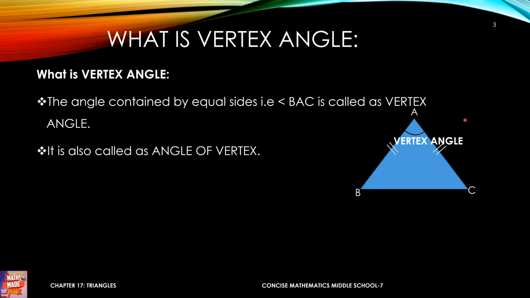You have to know this definition, children, because while solving the problems based on this isosceles triangle, in questions they will give it as vertex angle. They will give the diagram without giving any values or anything. You have to find what is vertex angle, what is base angle, and then only you can solve the problem, children. Please don't miss this video.